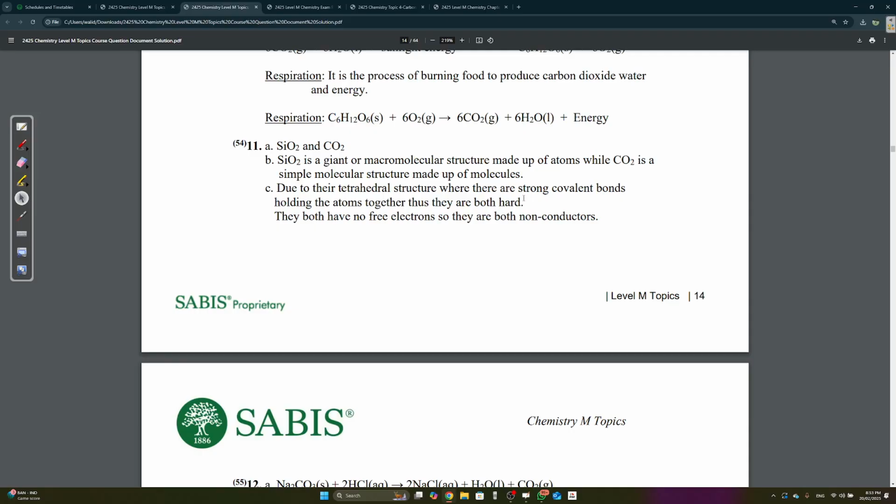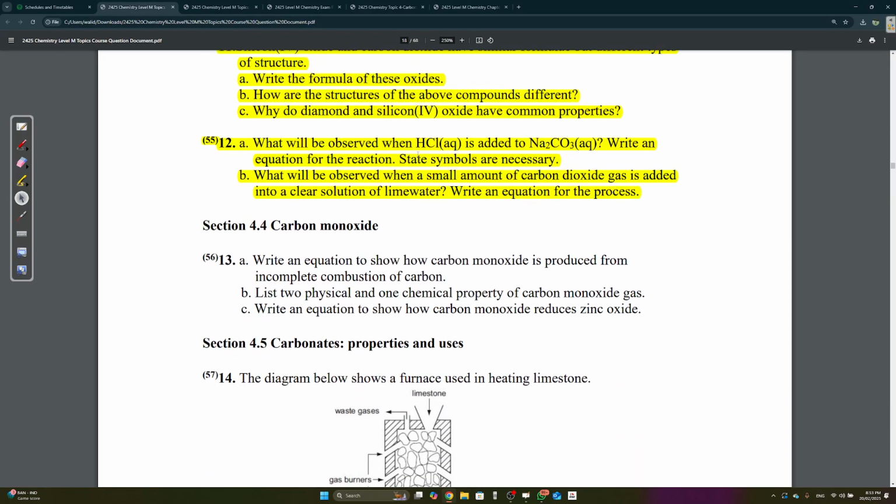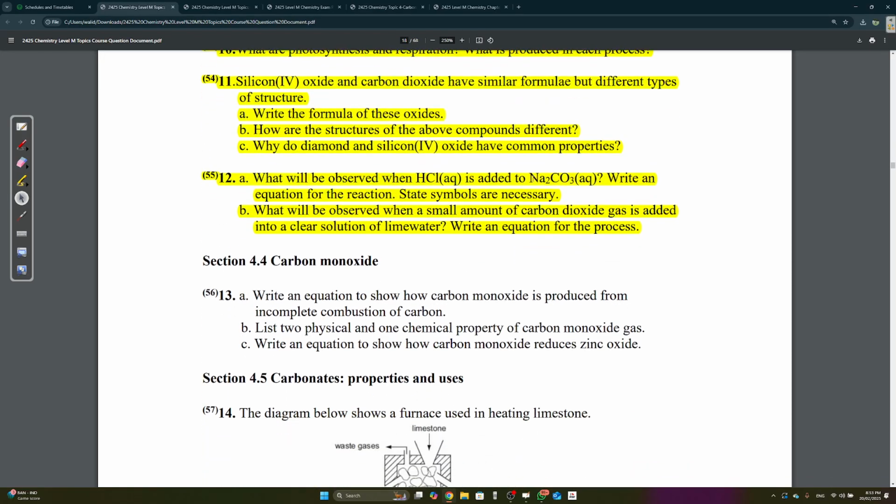We agreed that silicon dioxide, remember chapter 9, and diamond are both hard materials. And we also agreed that they both don't conduct electricity. That's because they both have no free electrons, so they are both non-conductors. And we also agreed that it's a tetrahedral. They're both tetrahedrals.